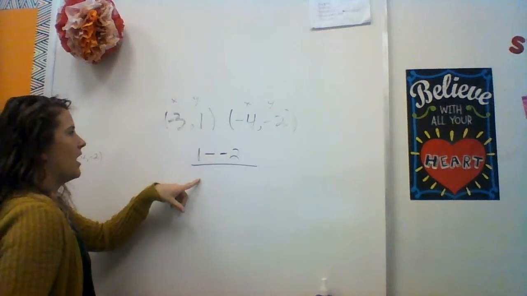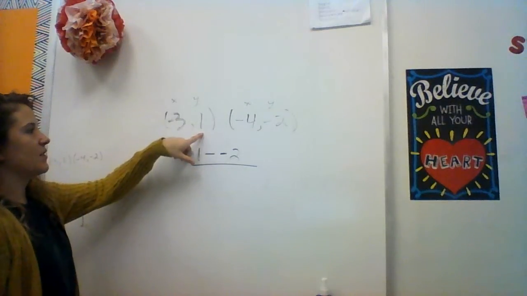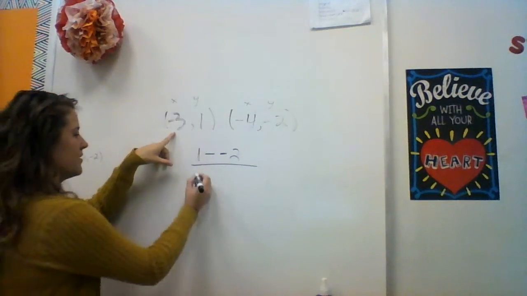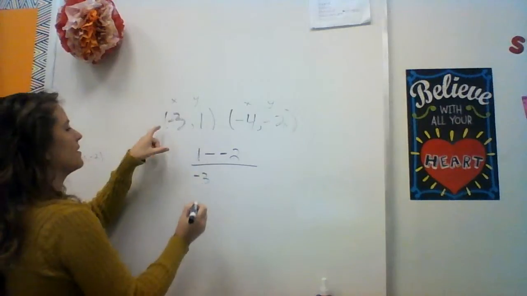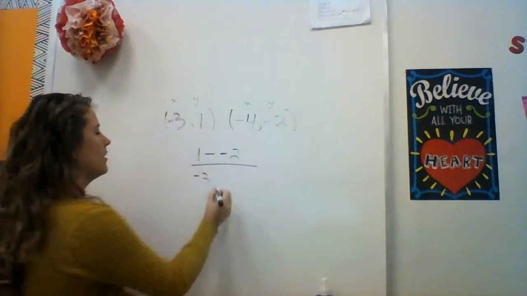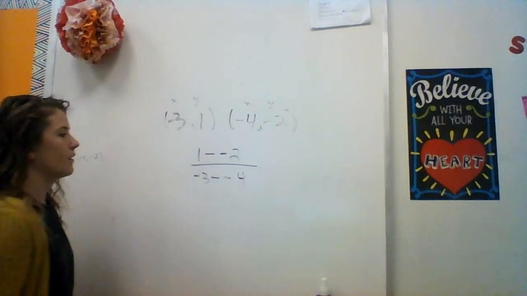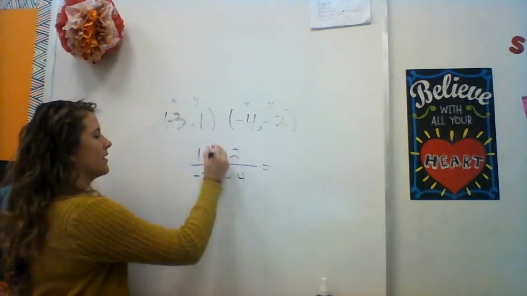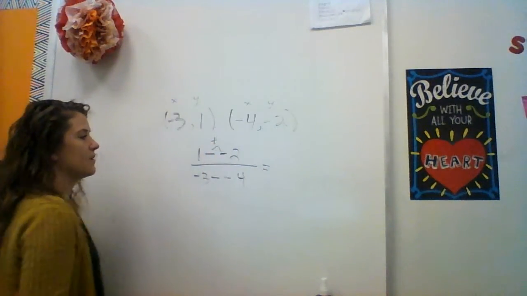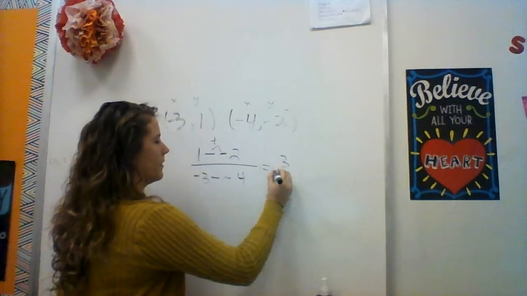Now I need to go to my denominator. If I did my 1 first, then I need to use my -3 first. -3, and I am subtracting my other x value. So I'm going to subtract -4. I know that 2 negatives right next to each other make a plus sign, so 1 plus 2 is 3.